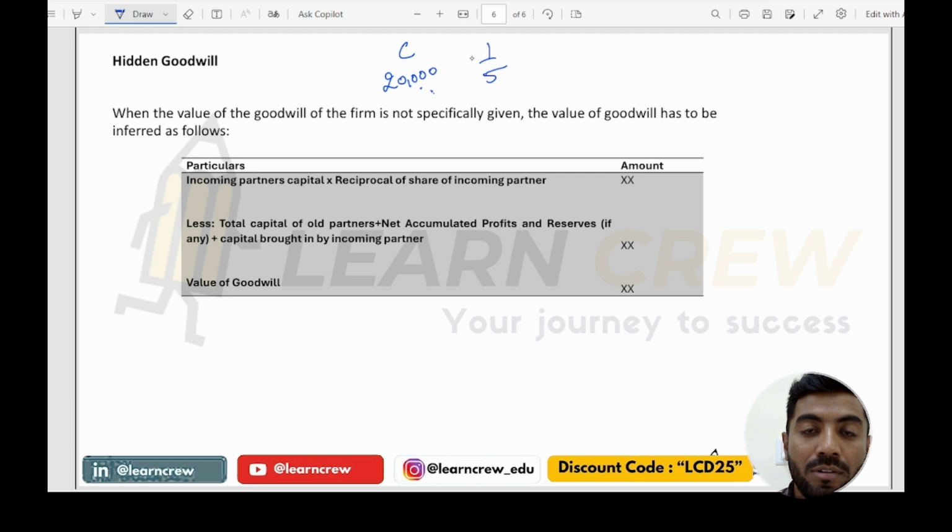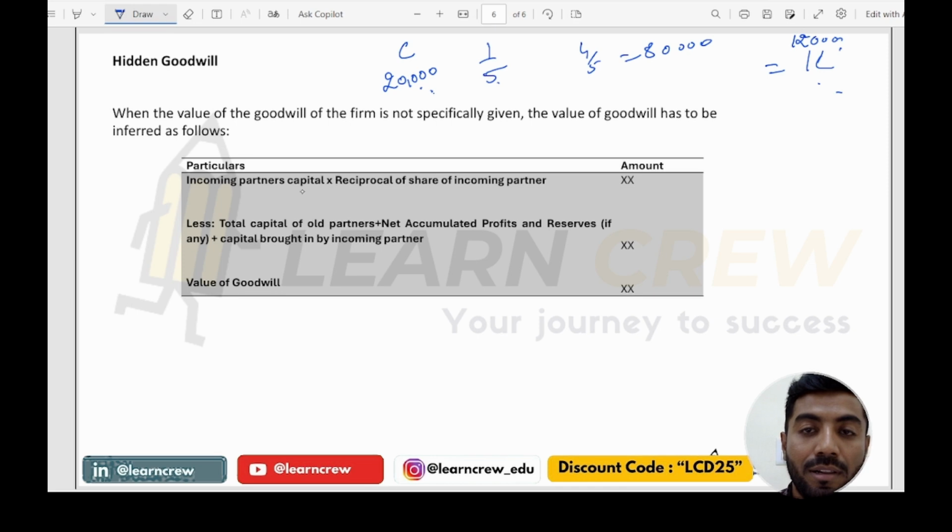The capital of the firm has to be cross multiplied. For 1/5 share, he is bringing this. The balance remaining is the 4/5 share, which will be 80,000. So basically the total capital of the firm has to be 1 lakh. But if the capital of the firm is 1,20,000, then the remaining 20,000 will be goodwill.